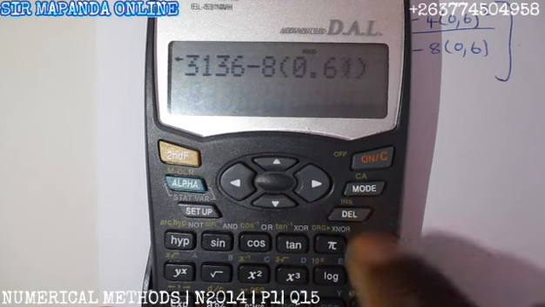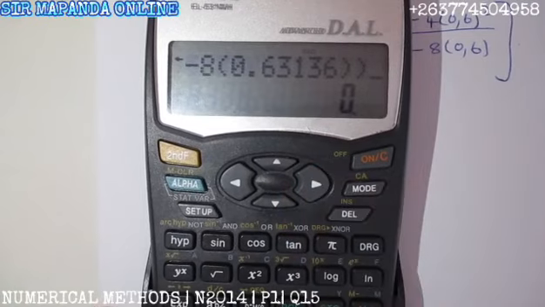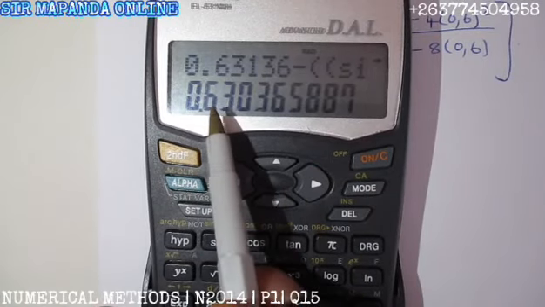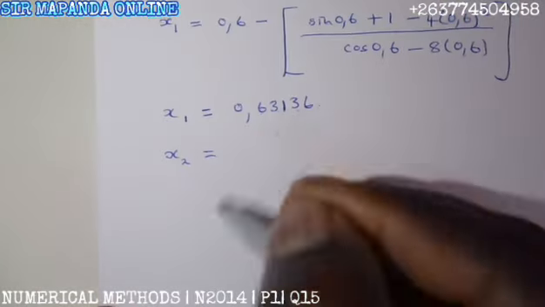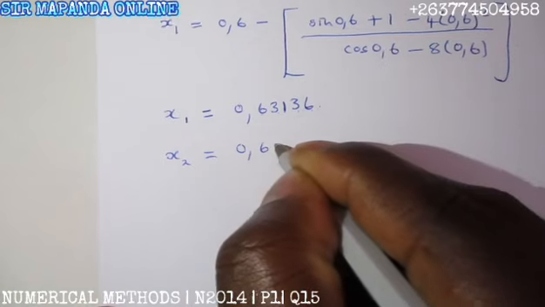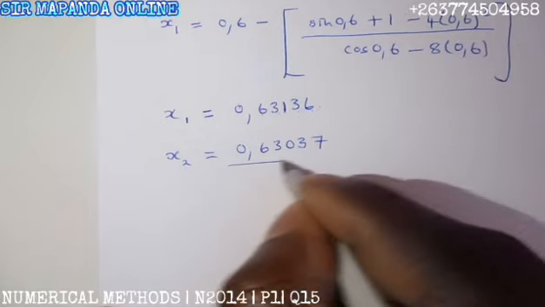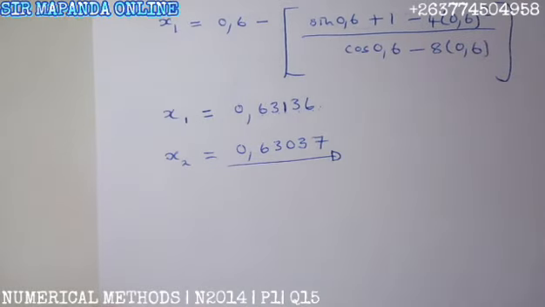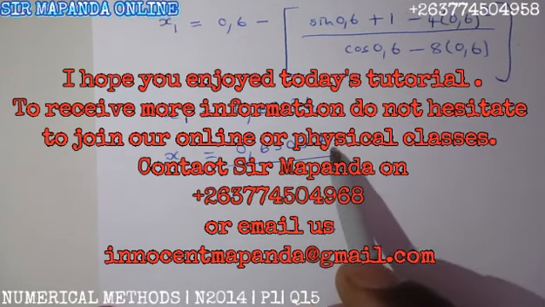Then lastly, you write 31, 36 again. Then you put equal sign. You get 0.63037. And this is your final answer, since they want you to perform it twice. Right, so sometimes they may be silent on the number of times that you perform. So you keep on punching until the decimal places start to decay.